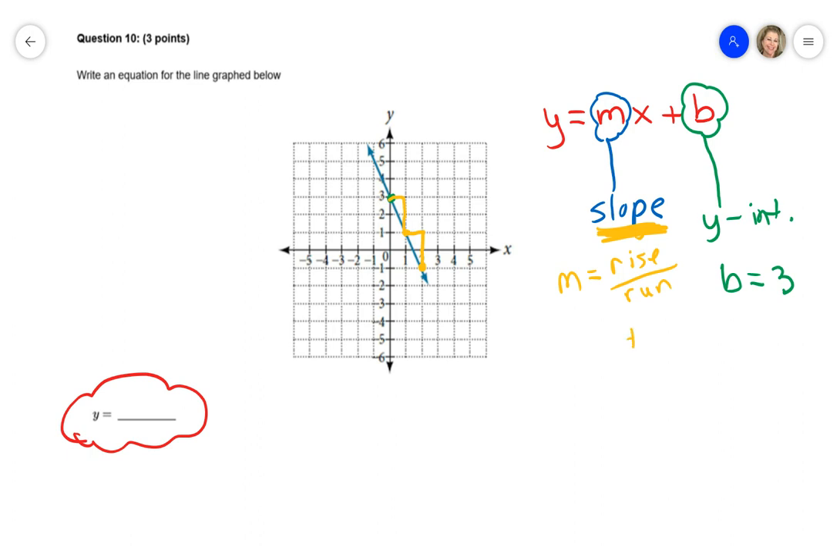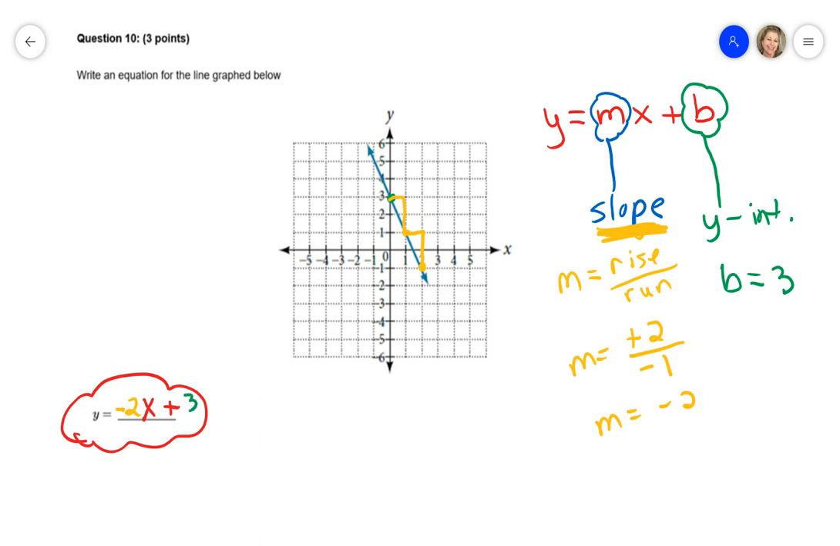When you rise up, that's a positive movement. If you run to the left, that's a negative movement. So m is actually -2. So over here, my equation would be y equals -2x plus, and then since 3 is positive, it's +3.